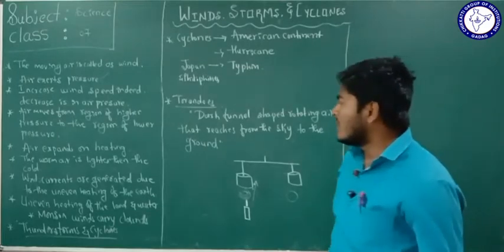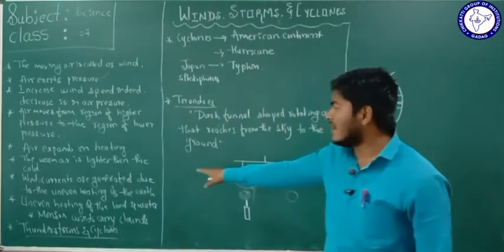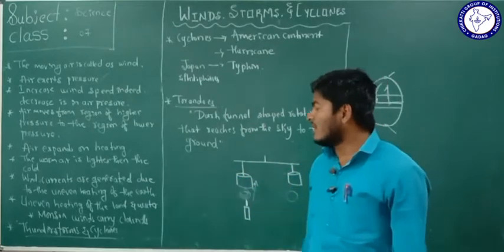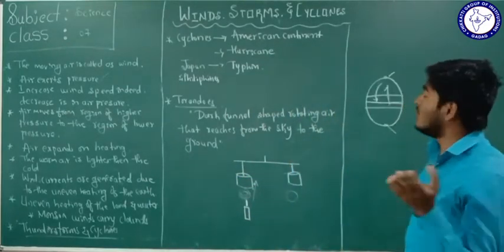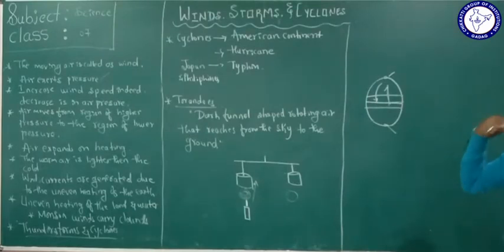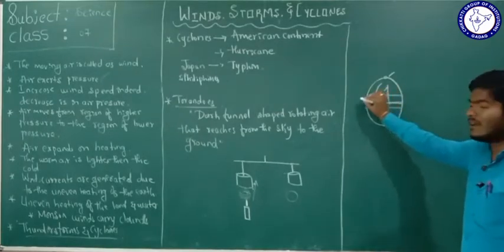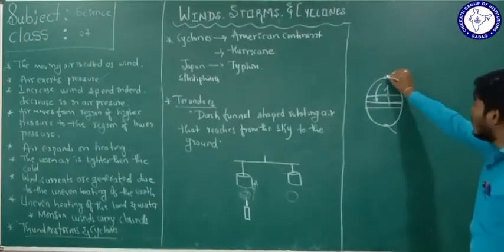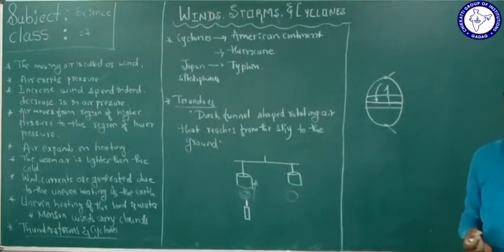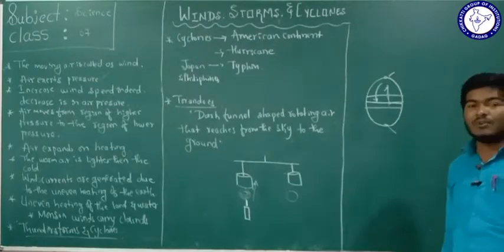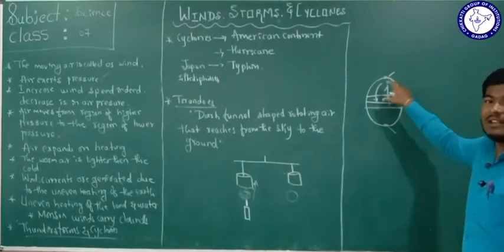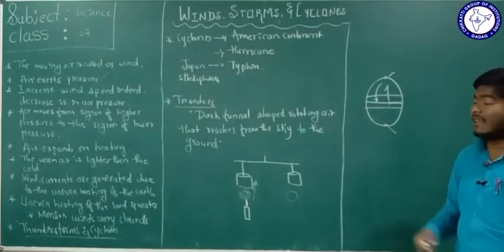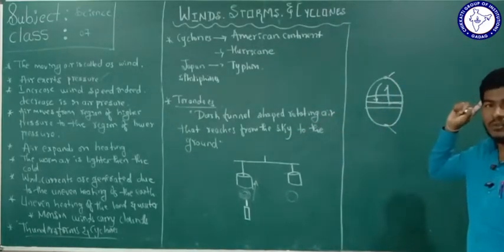Wind currents are generated due to the uneven heating of the earth. Wind currents, the flow of the wind, are called a wind current. These wind currents are generated due to the uneven heating of the earth's surface. As we know already, at the equator region, the earth is heated very much, but at the polar ends, the earth gets very less amount of heat from the sunlight. Therefore, uneven heating of the earth's surface causes the rotation of the wind storms here.